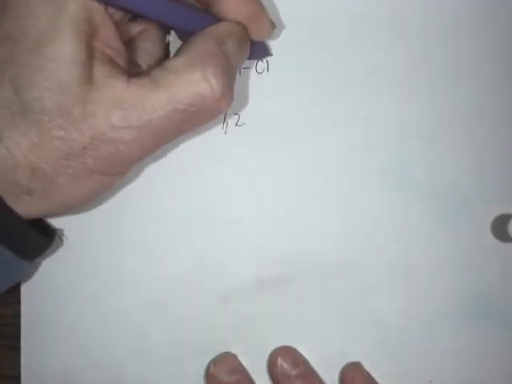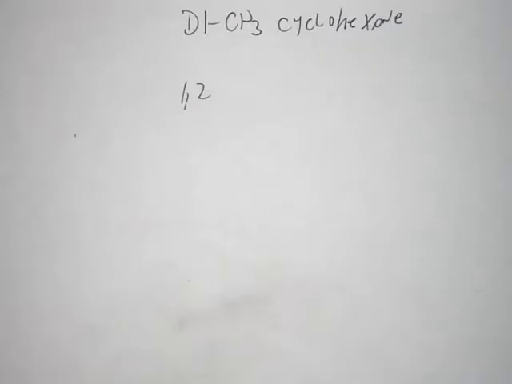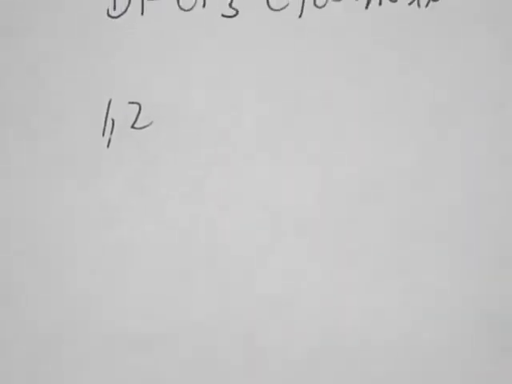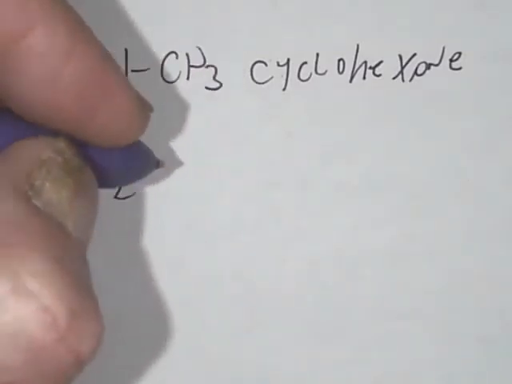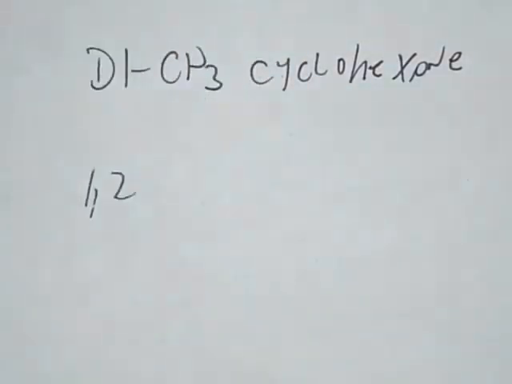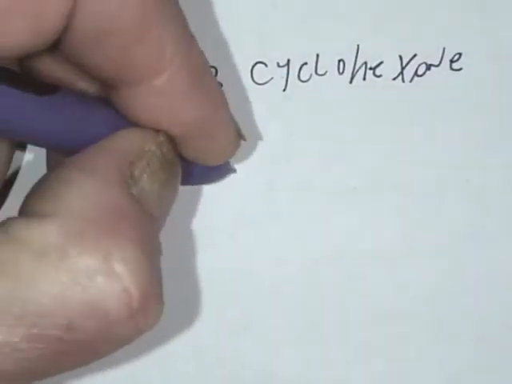1, 2, we're talking about dimethyl cyclohexane. Just consider 2 methyl groups. Let me zoom in on this. I'll bring this down. Okay, dimethyl cyclohexane. Let's say 1, 2. We have one methyl group at the 1 position and the other at the 2 position of the ring. It turns out for 1, 2, the trans isomer is more stable than the cis.